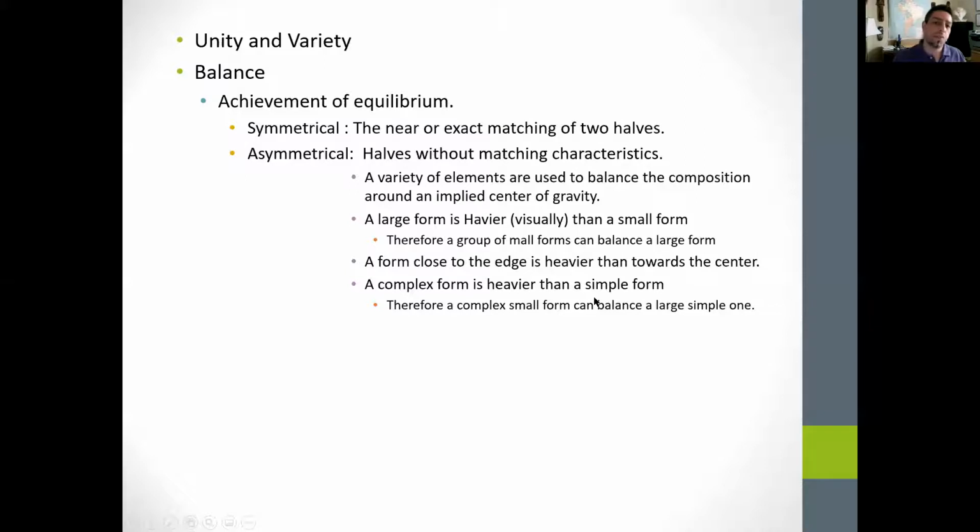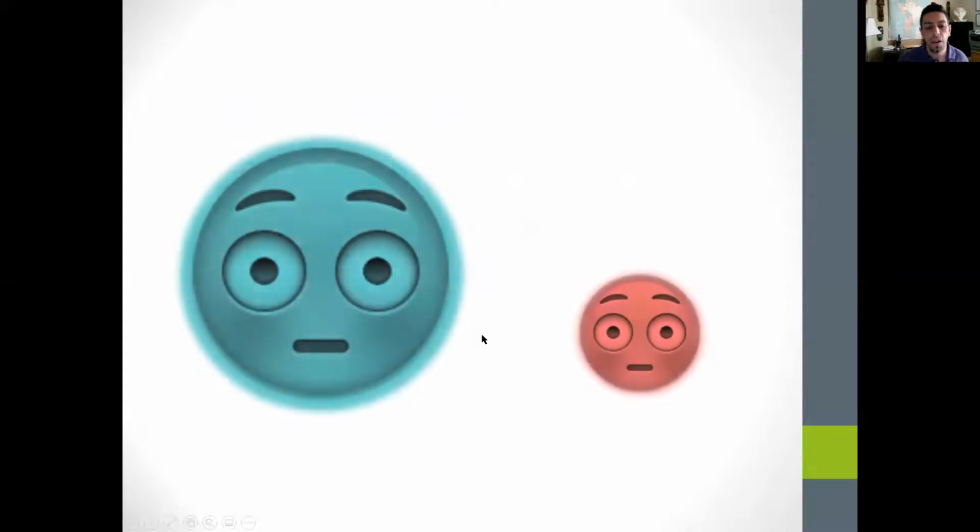Now, shapes themselves are not the only thing that can create this sense of balance. Color can also help with balance. For example, warm colors tend to be heavier than cooler colors. So if you have a warmer color that's smaller, that can actually balance out a much larger pool. And that's just part of how things are.